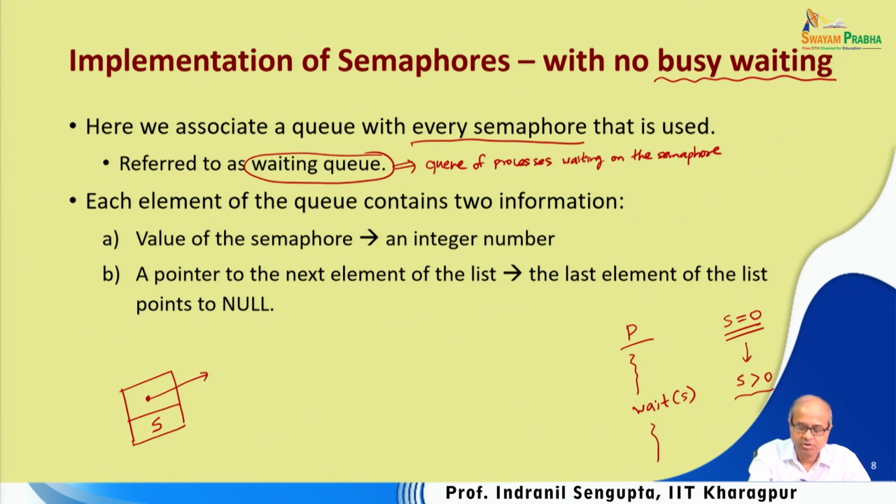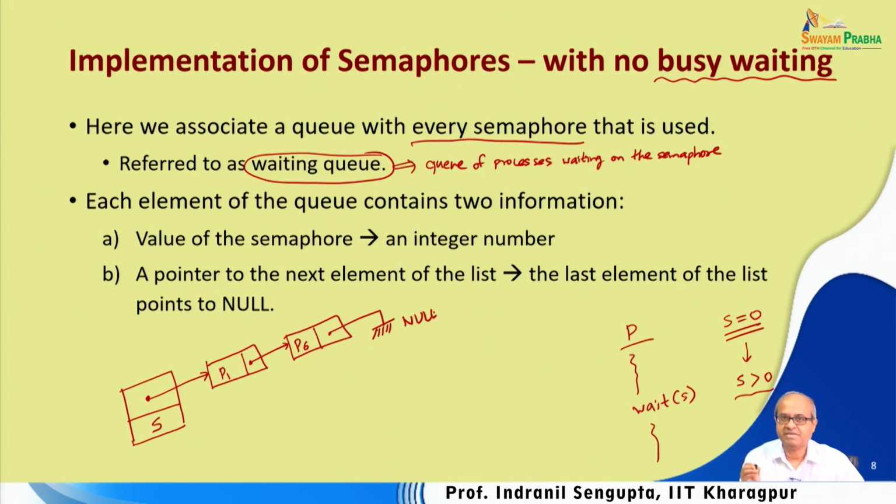Now, what it does? It will contain a pointer to a number of processes, let us say P1, P6, and the last pointer will be pointing to null. Essentially what it says is that this queue will contain the value of the semaphore, it can be 0, 1, 2, 3 whatever, and it will contain a linked list of all processes which are waiting on that semaphore. We are maintaining a list like that.